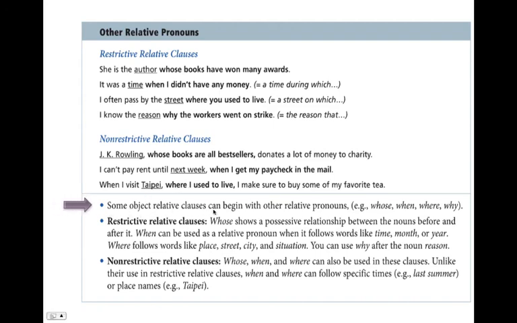Some object relative clauses can begin with other relative pronouns. For example, whose, when, where, and why. Restrictive relative clauses: whose shows a possessive relationship between the nouns before and after it. When can be used as a relative pronoun when it follows words like time, month, or year. Where follows words like place, city, street, and situation. You can use why after the noun reason, the reason why.